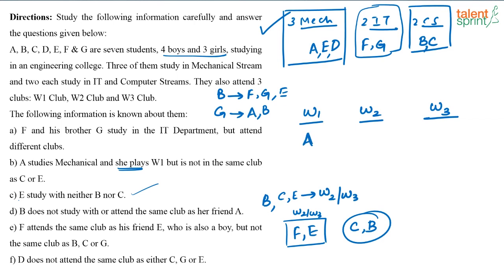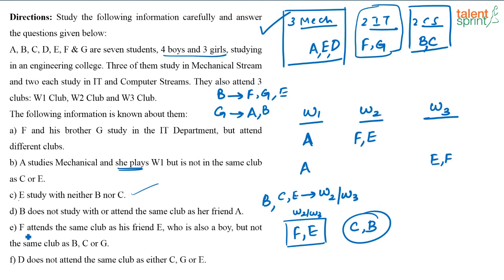Now the first possibility, see what are they saying? They are saying that F and E should be in the same club. I know for sure that E is either in club 2 or in club 3. So first let me assume E is in club 2, that is one case. Now the second case is where E is in club 3. So if E is in club 2 here, then F will also be in club 2 because F and E are in the same club. If E is in club 3, then F and E are in the same club here.